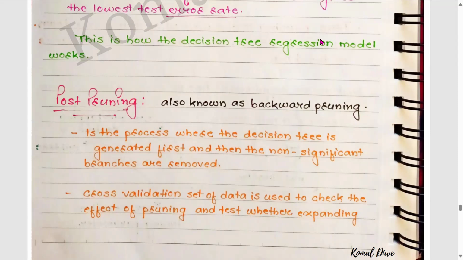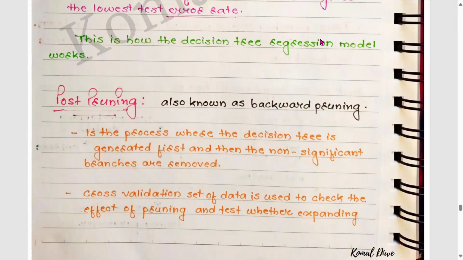So please do keep this in mind. Post pruning, also known as backward pruning. Okay guys, and what does it mean? It is the process where the decision tree is generated first and then non-significant branches are removed.